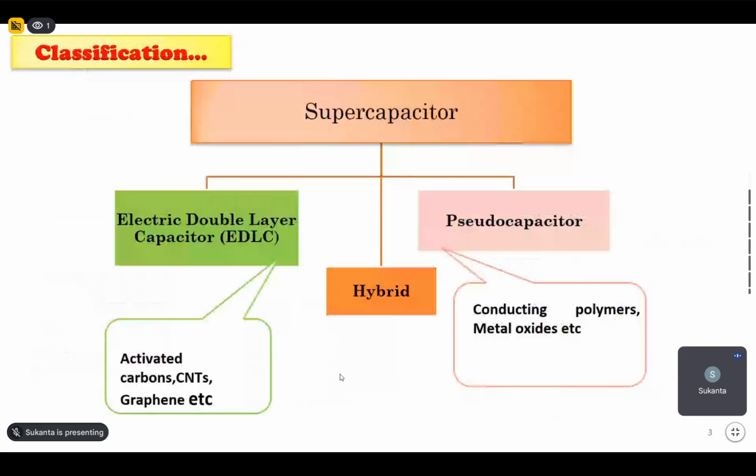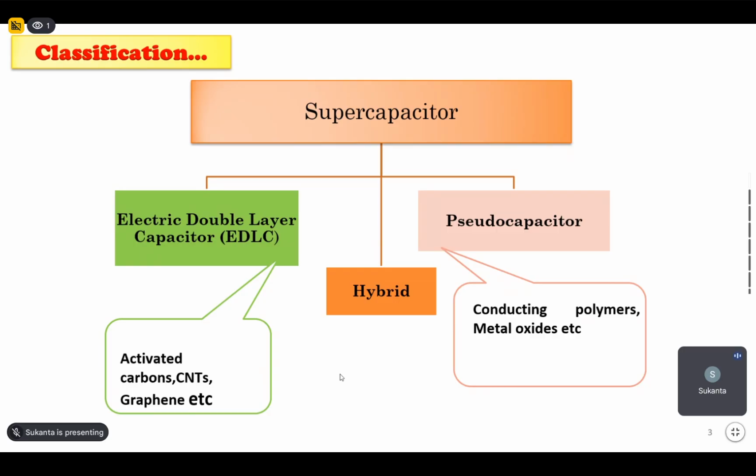Okay. So there are mainly two types of supercapacitors. There are electric double layer capacitors, where mainly we use activated carbons, carbon nanotube, graphene, carbon-based nano materials. The other type is the pseudocapacitor, like conducting polymer and metal oxides. The pseudocapacitance is due to the oxidation reduction, they produce extra charges and increase the value of capacitance.